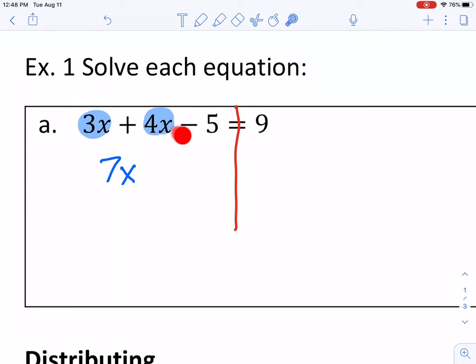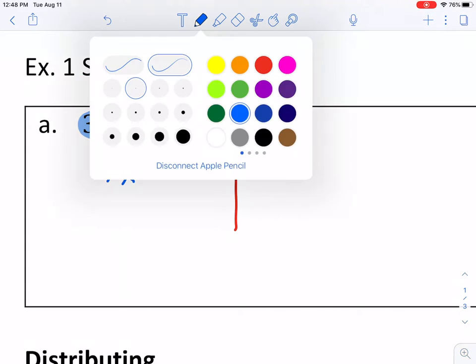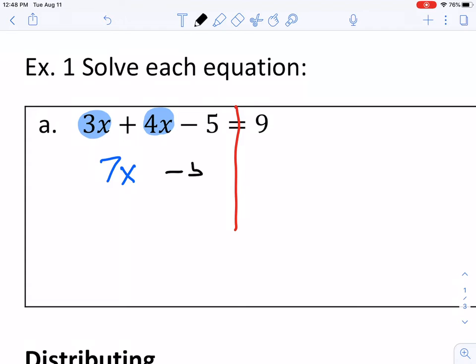This minus 5 does not have any like terms that it can combine with. So I'm going to leave it as minus 5 and then equals, again, over on this side, there's nothing combining here, so we're just going to say equals 9. This is now a two-step equation. So you are going to see throughout the lesson today, we are simplifying our equations down to two-step equations.